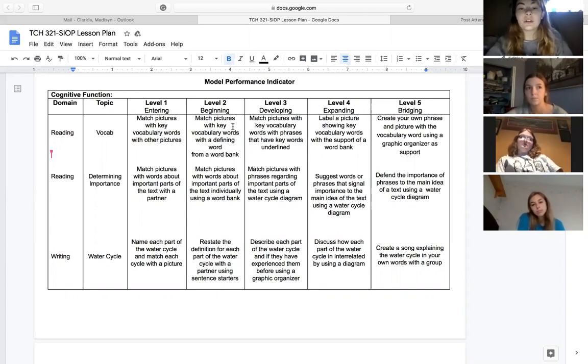Expanding is label a picture showing key vocabulary words with support of a word bank. And 5 is create your own phrase and picture with the vocabulary word using a graphic organizer as support. And these are different levels so that each student has the best ability to complete what we're expecting of them.